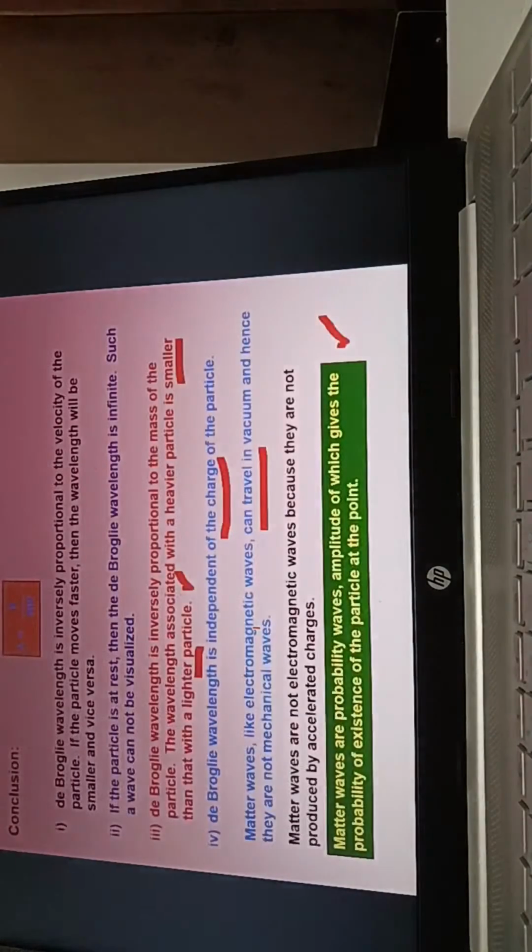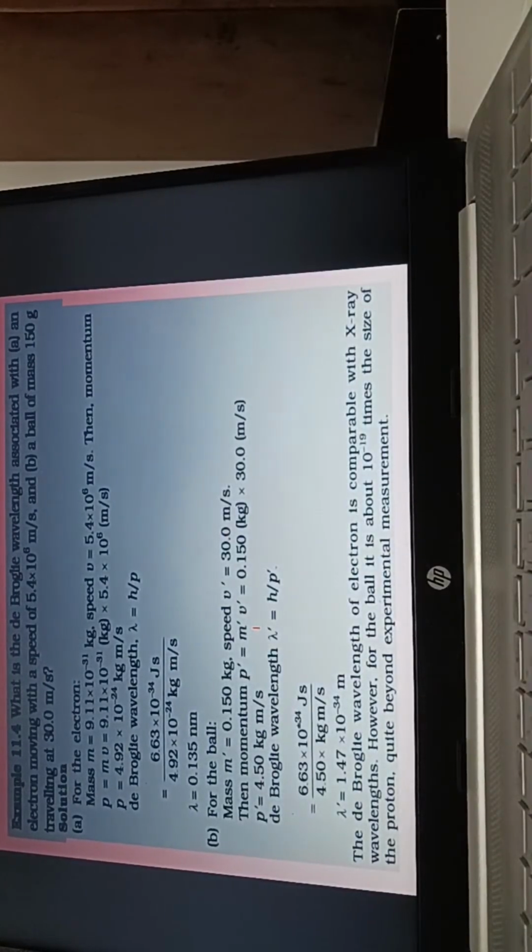See, the fourth question. If you just read it out and realize it, the formula is substituted to find the unknown values. The unknown values are lambda and lambda dash. Lambda dash is for the ball and lambda is for the electron. Mass is given, charge is given, everything is given. See, lambda is 0.13. But if you go for a football or something, it will be very small. You can just go through it, okay? Yes, sir.